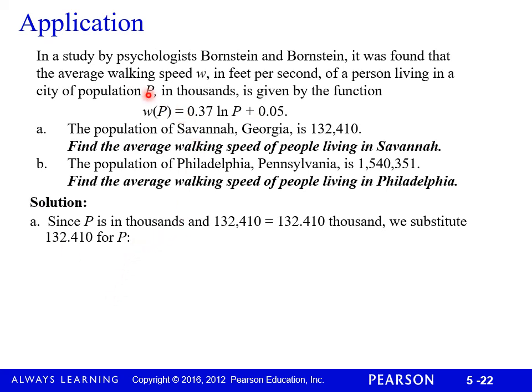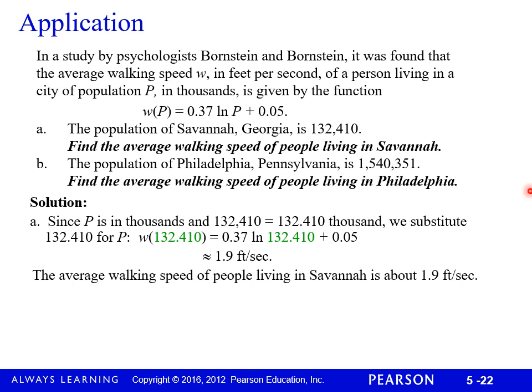Since P is in thousands, it's really important you notice things like this in the problem. P in thousands. So the population here is in thousands, so we don't use 132,000 and plug it in for P. P is in thousands, so we use 132.410, because this unit is already in thousands. So if P equals 132, that's 132,000. All right? So that's key on these problems, paying attention to the details. Then all we do is plug it in, pull out our calculator, and we get an answer. The average walking speed of people living in Savannah is about 1.9 feet per second.